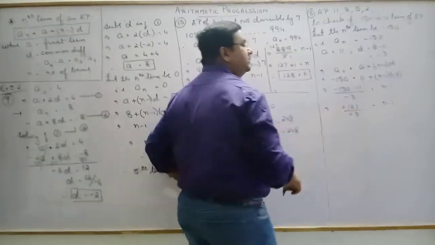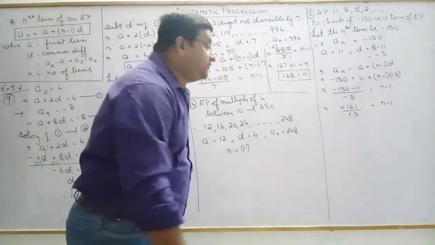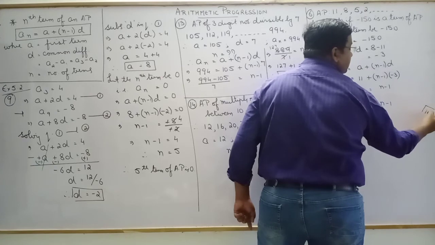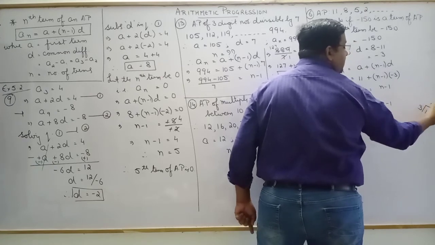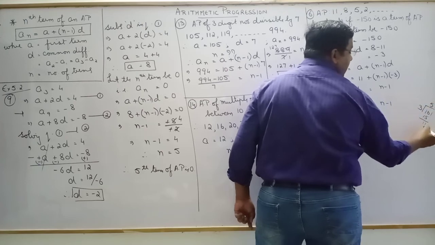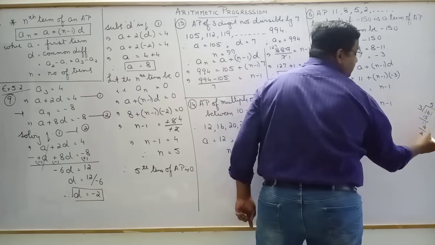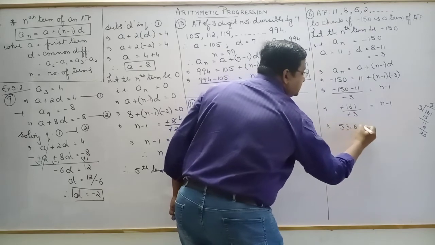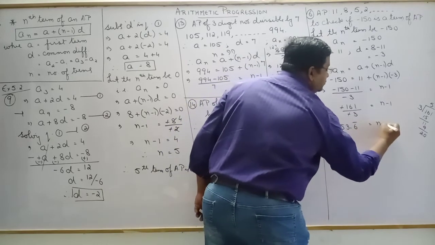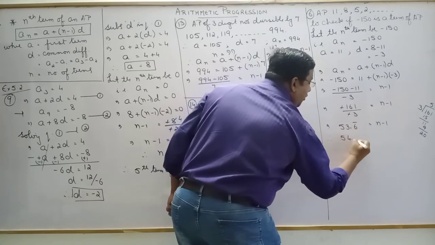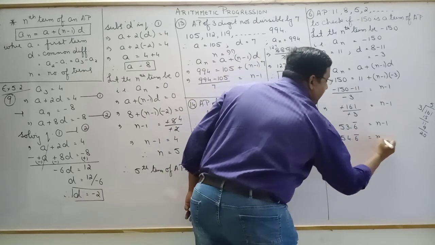Minus and minus cancel. Is 161 divisible by 3? No, sir. 161 divided by 3: 3 fives are 15, 1, 11, 3 threes are 9, 2. So it is approximately 53.6 recurring, equal to n minus 1. Minus 1 comes over here, it becomes 54.6 recurring, equal to n.